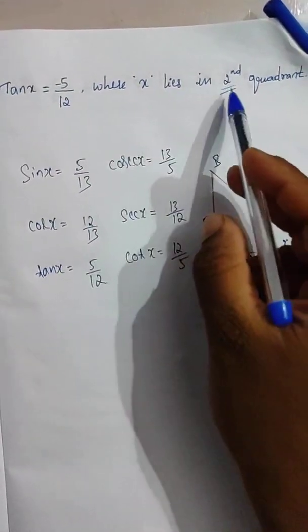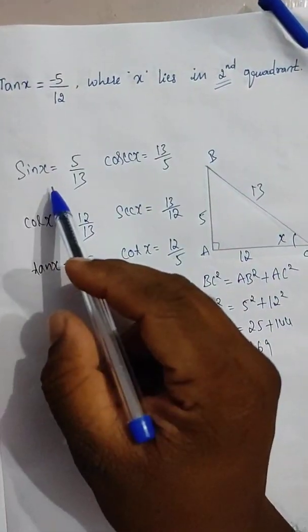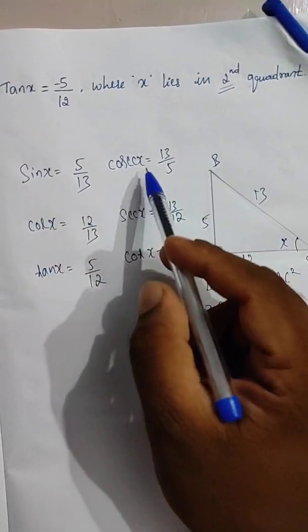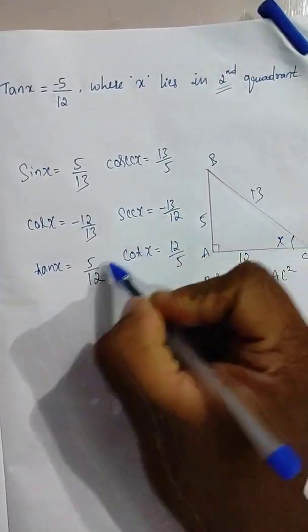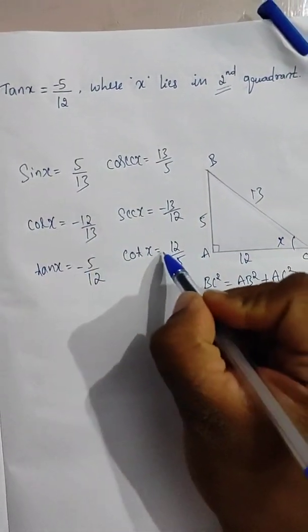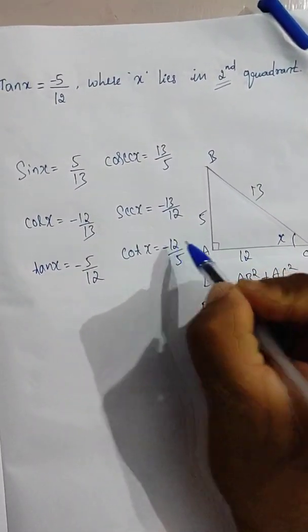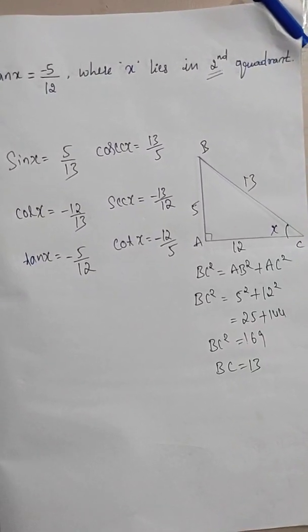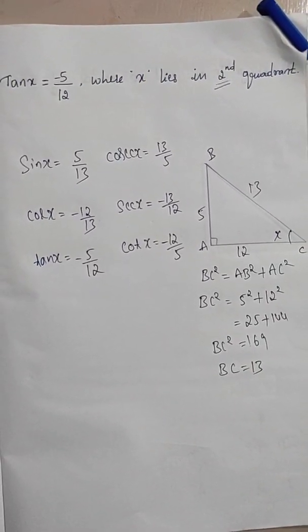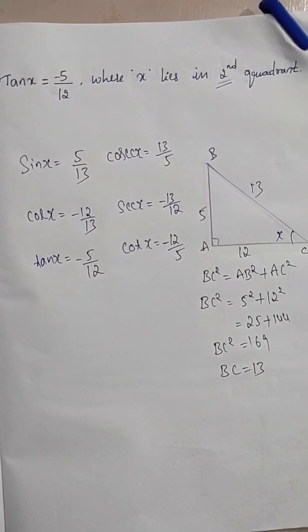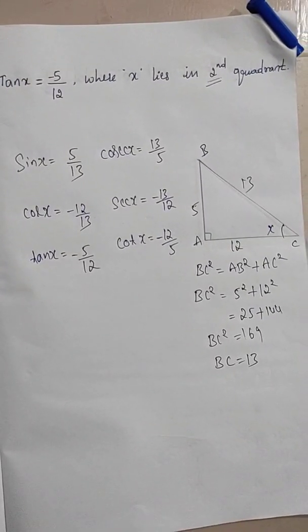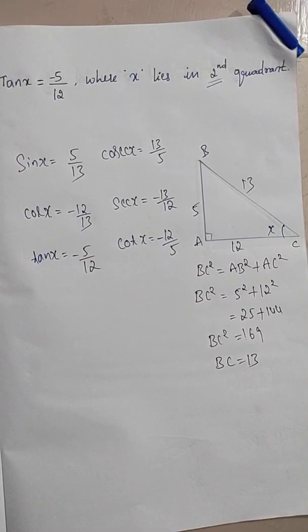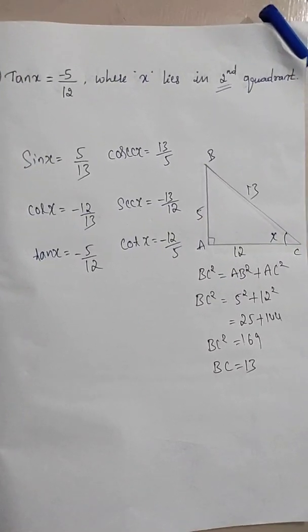So here x lies in the second quadrant. Since x lies in the second quadrant, sine and cosecant are positive, so cos is negative, secant is negative, tan is negative, cot is negative. Is it clear? Is it okay? So take a screenshot of this problem and copy it to your notes. These are very easy problems, not tough problems for you people. Is it clear?